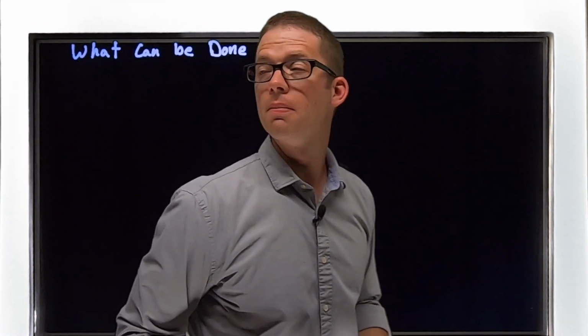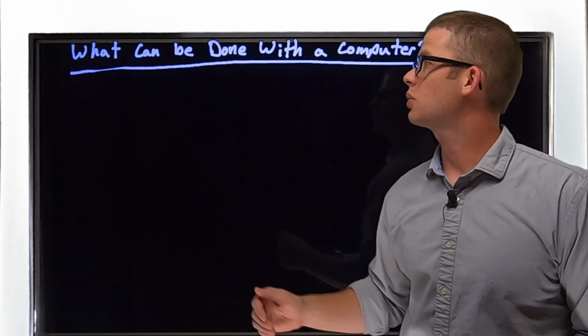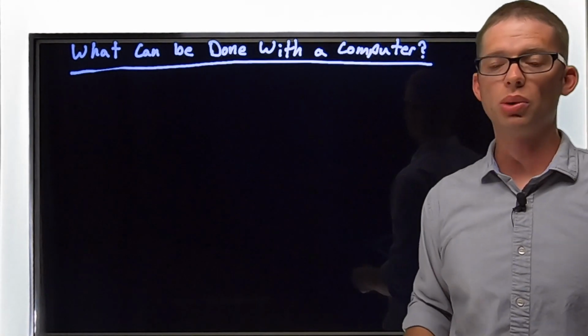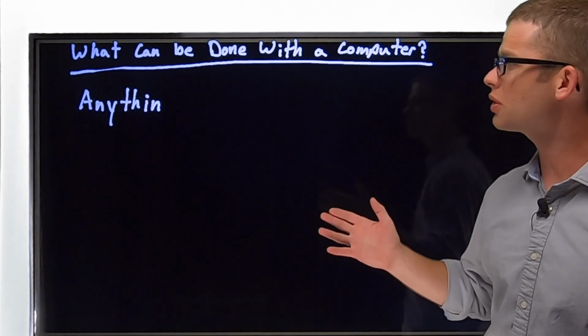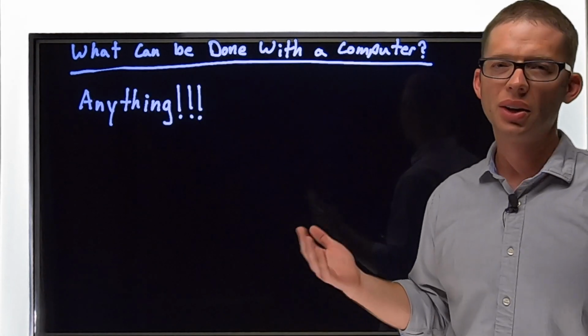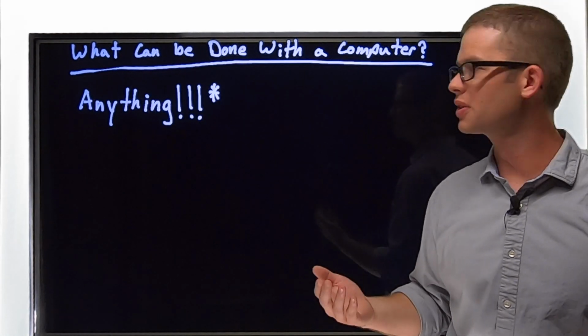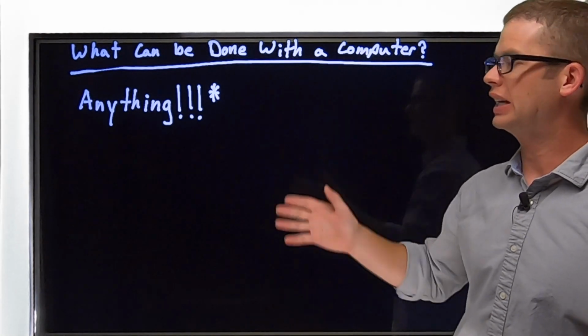Okay, on to our last question. What can be done with a computer? In short, anything. Well, with an asterisk, of course. What do we mean by anything?